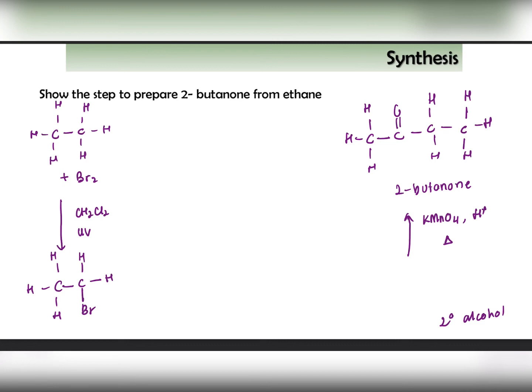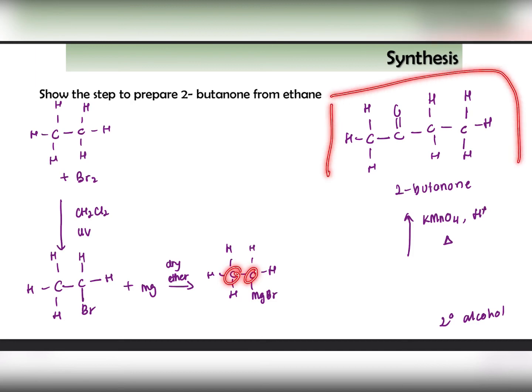So once we have the haloalkane, react with Mg in the presence of dry ether. Because without dry ether, the formation of this Grignard reagent will not work. And then once the Grignard reagent forms, this part becomes MgBr. And then when you look here, you have 1, 2 carbons. So look at the structure of butanone.